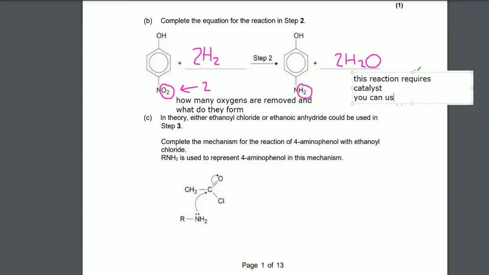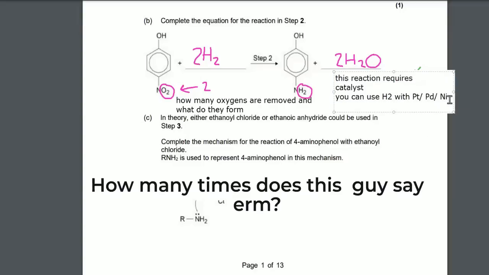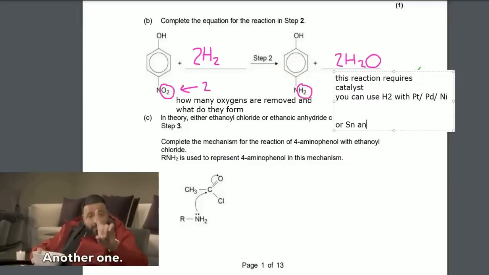Now this reaction normally requires a catalyst. It's not part of this question. You can use hydrogen, as I said, with platinum, palladium, or nickel catalyst. You can use hydrochloric acid and tin, which is a common one in AQA, they like you to say. So there's lots of different ways you can reduce this nitrobenzene to a phenylamine.